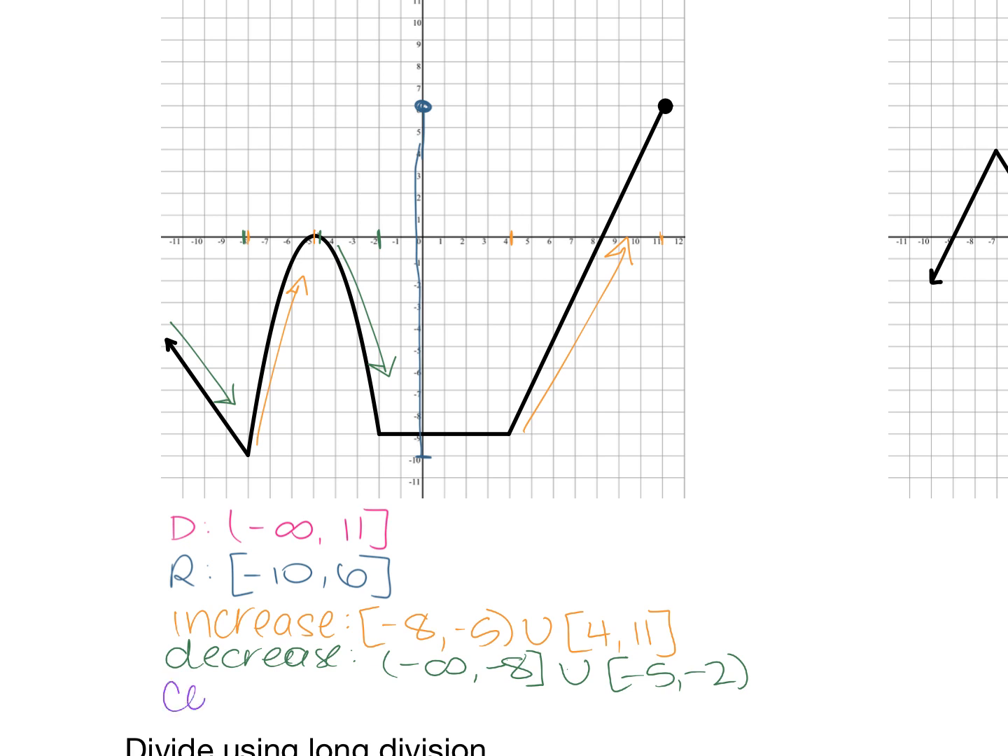Lastly, you have your constant, which is that flat horizontal part, and that's here. So that's from negative 2 to positive 4.